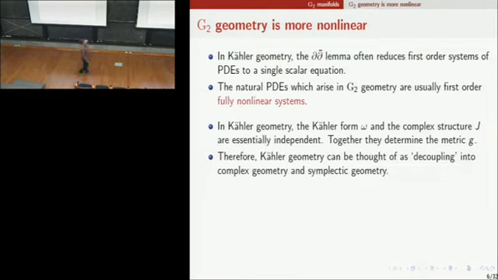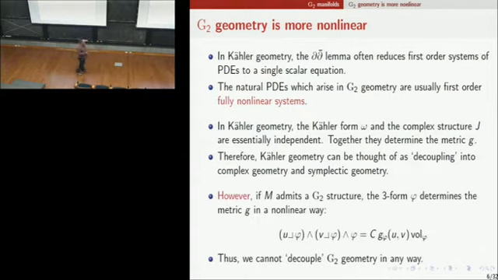And again, I think Sema mentioned this yesterday. In Kähler geometry, the Kähler form and the complex structure are essentially independent. There's this mild condition of compatibility, which is easy to arrange. And then once you have the two, they determine the metric g. So you can think of Kähler geometry as being complex geometry and symplectic geometry put together, and they're almost independent. But this does not happen in G2 geometry. Again, this has been mentioned this week.